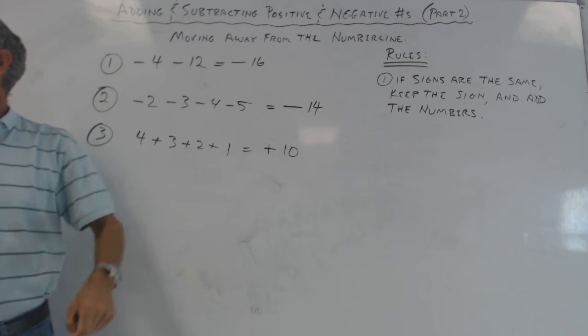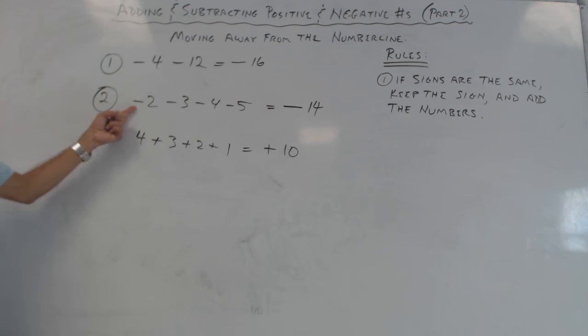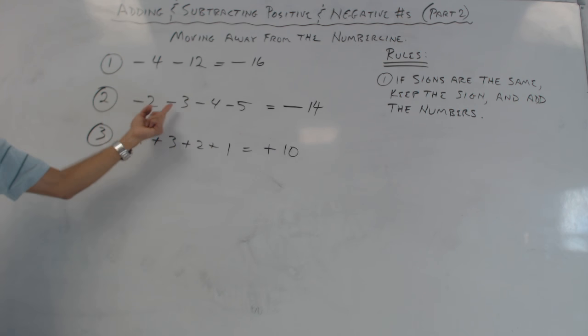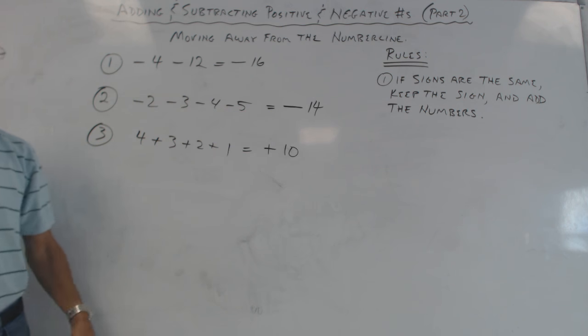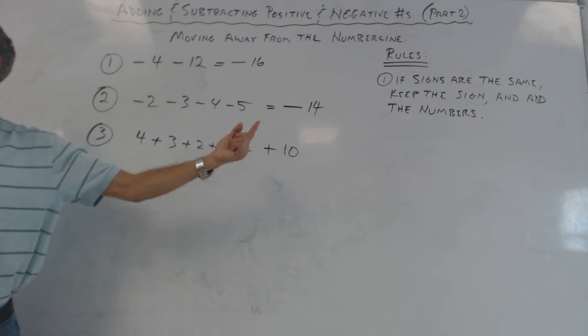In some ways, that's what a lot of you already were doing. Am I right? Isn't that what you're doing? Keep the sign. All the signs are the same, so I keep the sign. It's going to be negative. And then I just add 2 plus 3 plus 4 plus 5 is 14. So -14. Just put the negative in there first, so that you know.